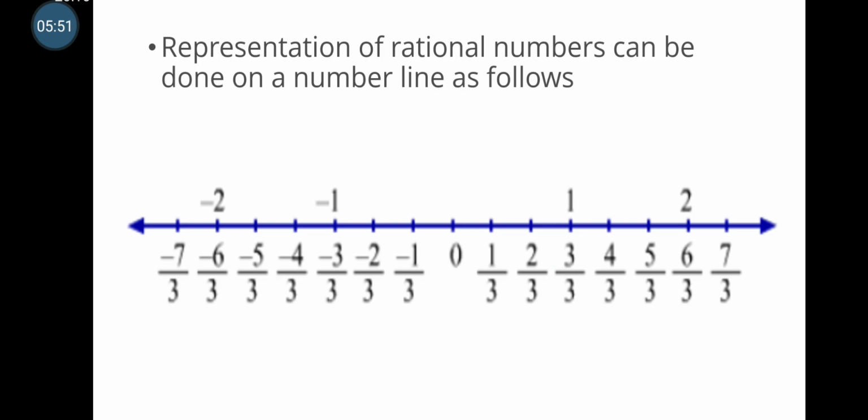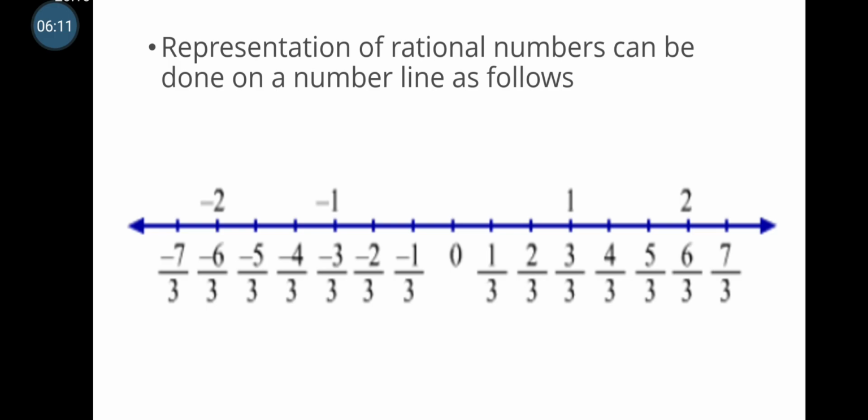So here it is by 3. So if you see 1 by 3, 2 by 3, 3 by 3, that is 3 divided by 3, that is nothing but 1. Okay, then 4 by 3, 5 by 3, 6 by 3. So 6 divided by 3 is equal to 2. So 1 and 2, that's why it's shown in the number line.